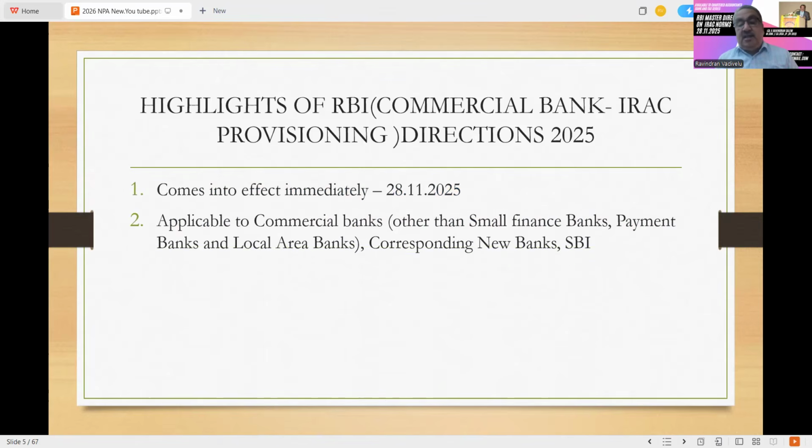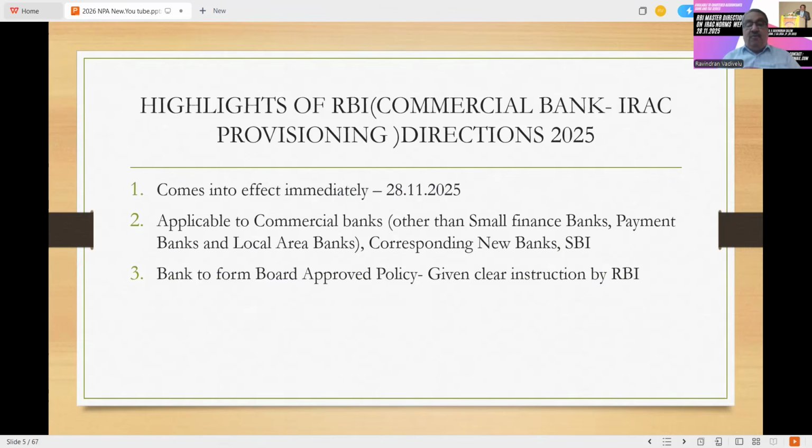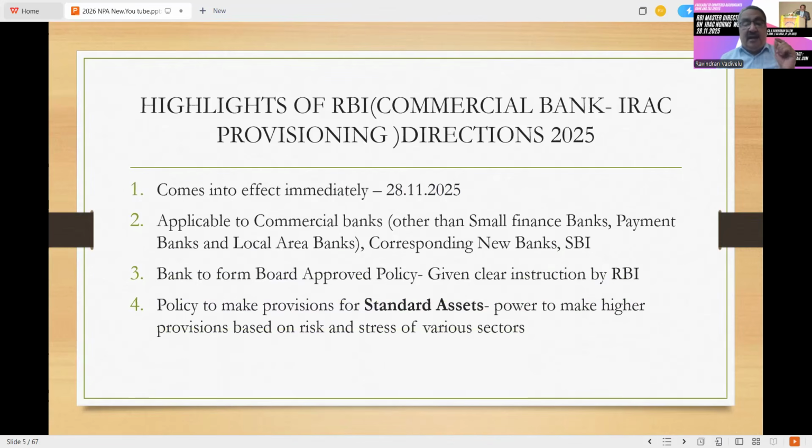It is applicable to commercial banks other than small finance banks, payment banks, local area banks, and it is applicable to corresponding new banks and State Bank of India. And now for this, the bank has to form a separate policy approved by the board of the bank. And this is a clear instruction given by the RBI in those master directions.